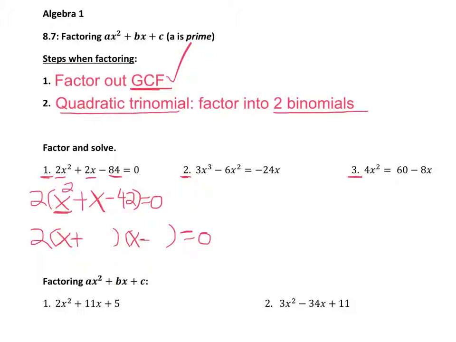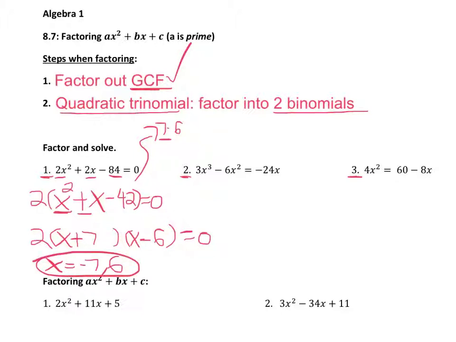So I'm thinking of factors of 42 that subtract to give me 1. Well, 7 and 6 works. Or the difference of 7 and 6 is 1. 7 is the bigger number, so that's going to go with this sign, the plus. So it's going to be x plus 7, x minus 6. And then if I set the x plus 7 equal to 0, I get x to equal negative 7. If I set x minus 6 equal to 0, I get x to equal 6.